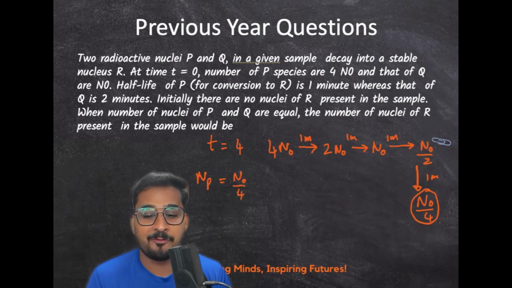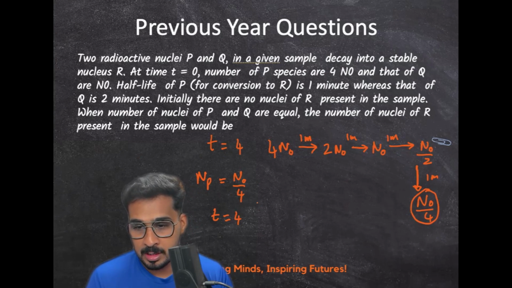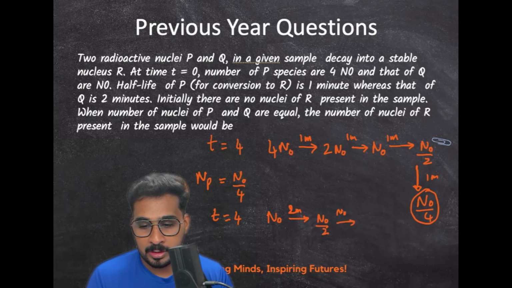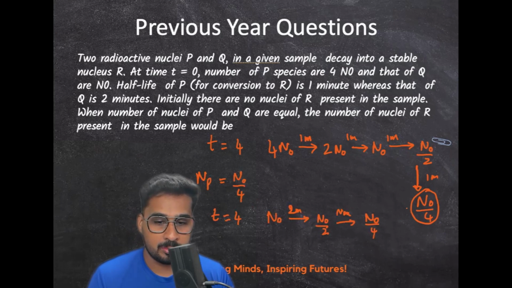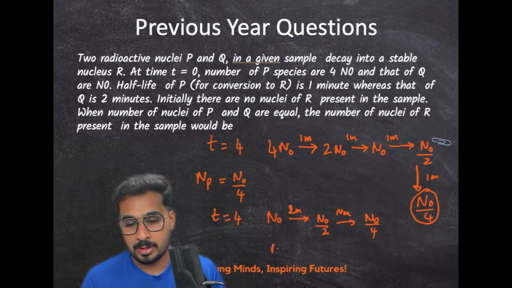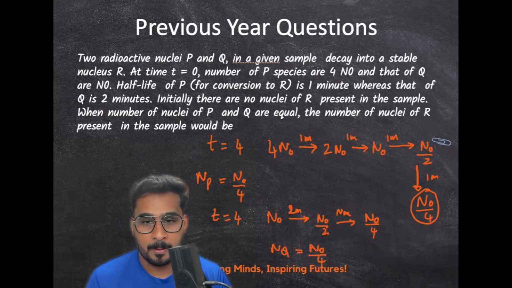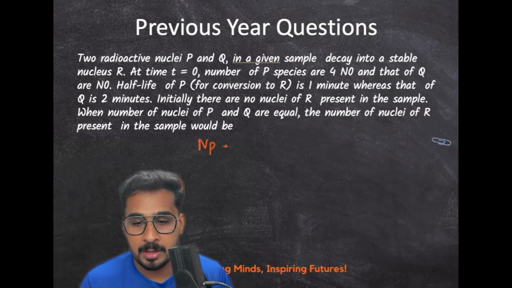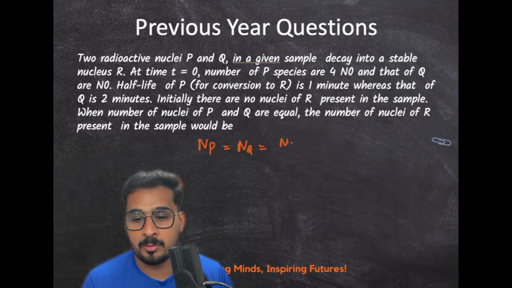You can use that same formula also to deduce the N naught by 4 value. T equal to 4 for Q means 2 half-lives. Initially N naught is present. After 2 minutes, you get N naught by 2. Then after another 2 minutes, you get N naught by 4. So both are equal to N naught by 4. So NQ is also equal to N naught by 4. Now we have NP equal to NQ equal to N naught by 4.